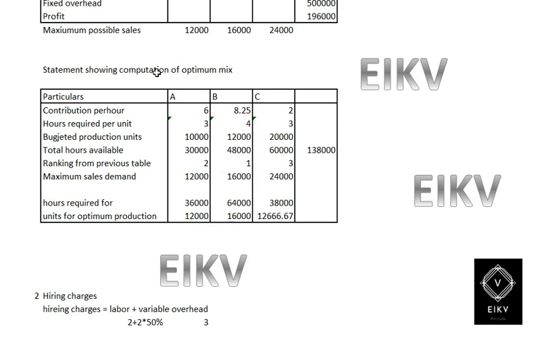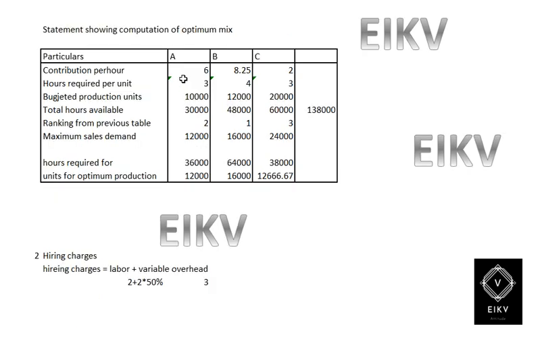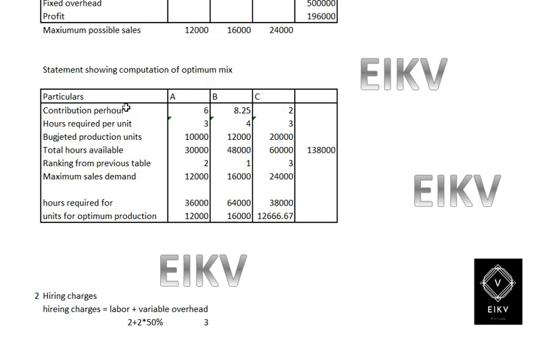After that, we have a statement showing computation of optimum mix. So here we are computing this statement that will compute the optimum mix of each product. Contribution per hour is 6, 8.25 and 2. Hours required is 3, 4 and 3, which is the hours required for department 1, because department 1 is the limited factor. Budgeted production is 10,000, 12,000 and 20,000. When we multiply it with the hours per unit, we will get the total hours. So the total hours is 30,000, 48,000 and 60,000 respectively. And when we take the total, we will get 1,38,000 hours.